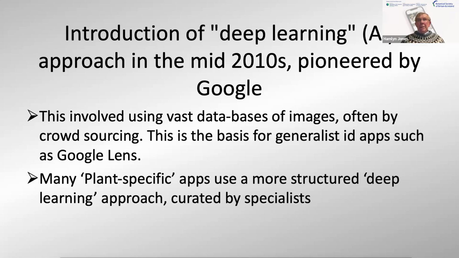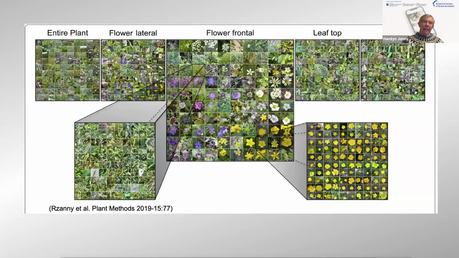The slightly alternative approach is used for many plant-specific apps. These use a more structured deep learning approach where the images to be input into the training database are curated by specialists and carefully planned so that they cover all aspects of the plant. And as an example here for just a set of 100 species, we show that these curated databases will include pictures at the top left of the whole plant.